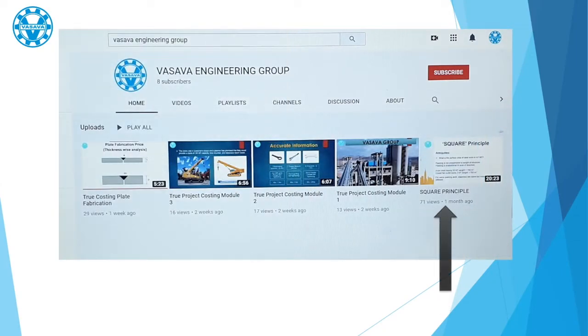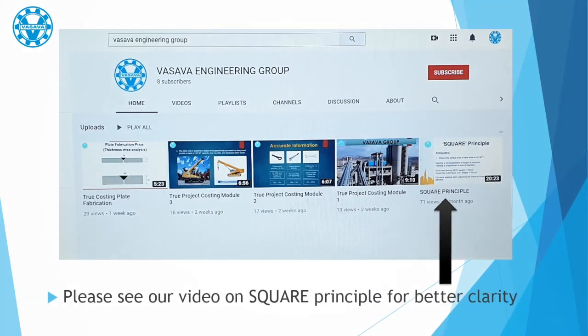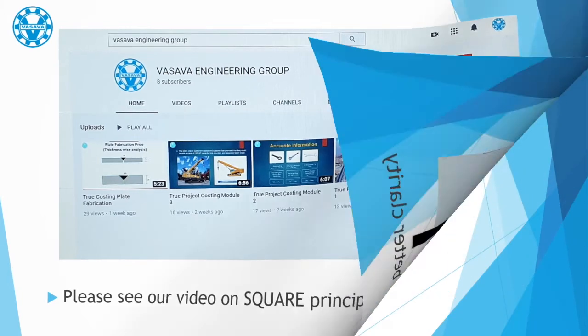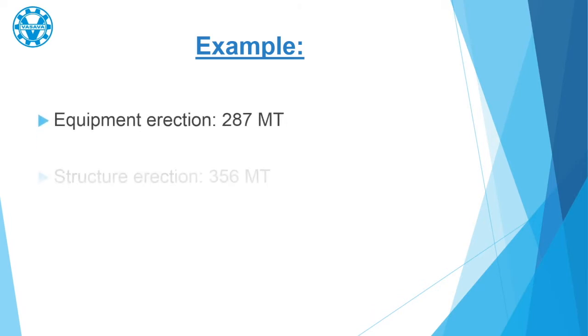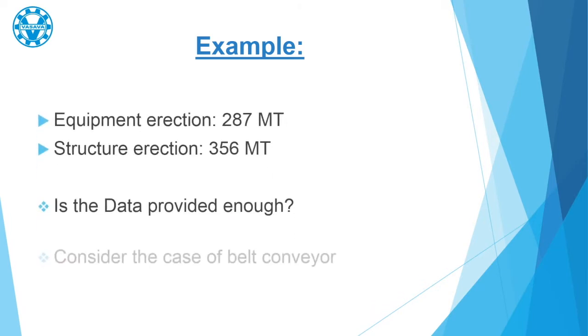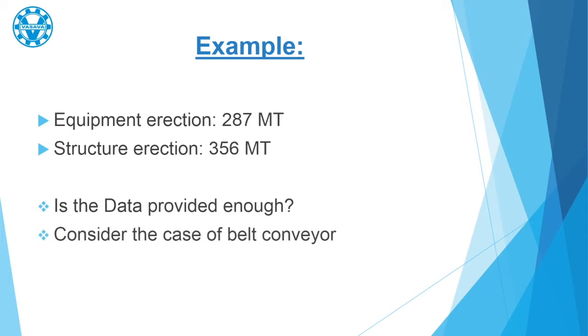If you have gone through our video on the square principle, you can understand the significance of this topic easily. If you have not viewed the above video, we request you to please go through the same. Anyway, let's get back to our topic. So, we were discussing the tender. The customer has asked to quote the price for erection of equipment 287 metric ton and erection of structure 356 metric ton. Is it enough for calculating true costing?